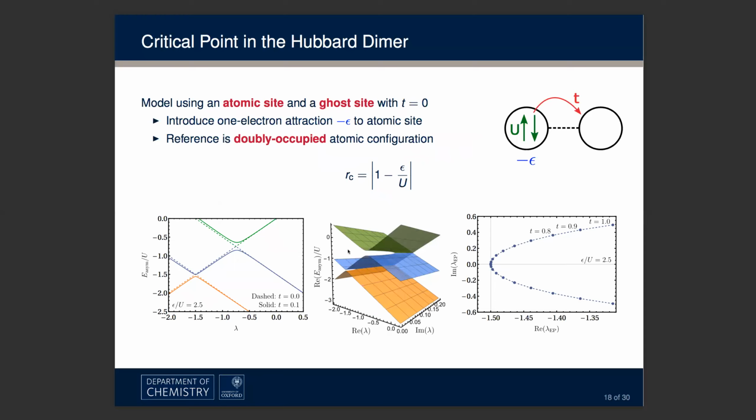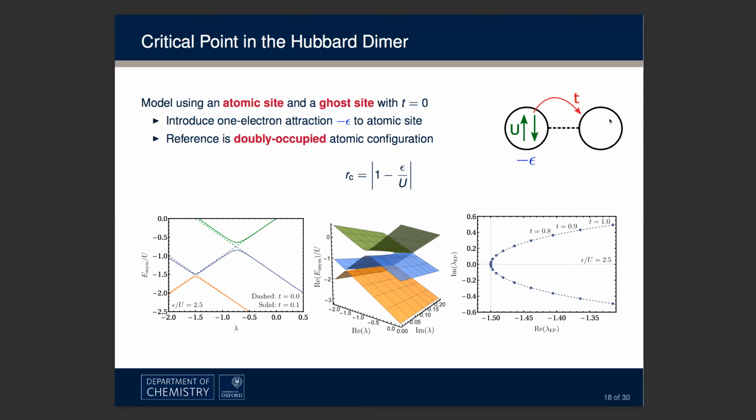And what we can do is move towards an asymmetric Hubbard dimer where we give one of the sites this attractive one electron interaction. And the strength of that attraction is controlled by this epsilon value, which is always positive. So in this case, we need to use a reference which corresponds to doubly occupying the attractive site, which represents our atomic configuration.